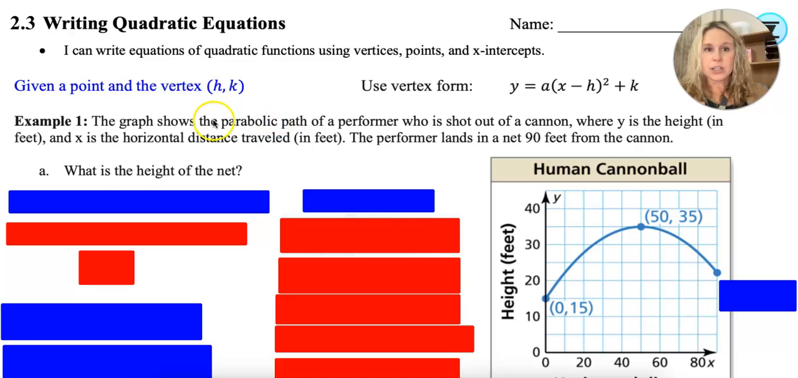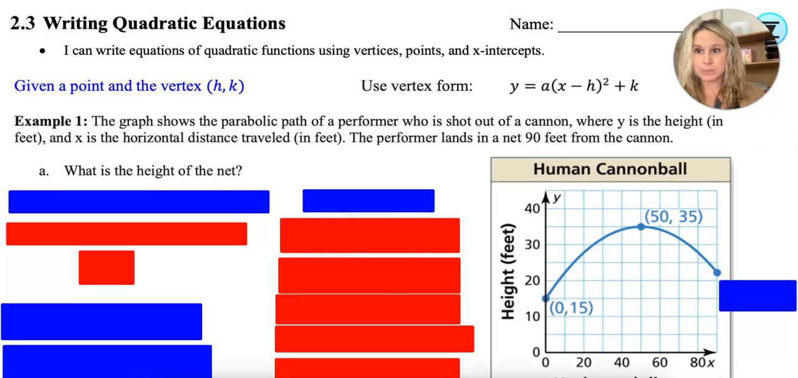Example 1 shows the parabolic path of a performer who is shot out of a cannon, where y is the height in feet and x is the horizontal distance traveled in feet. And we know the performer is going to land in a net that is 90 feet from the cannon. But what we're trying to figure out is how high the net has to be. So it is important that we get the right height of the net, otherwise that performer could get very injured.